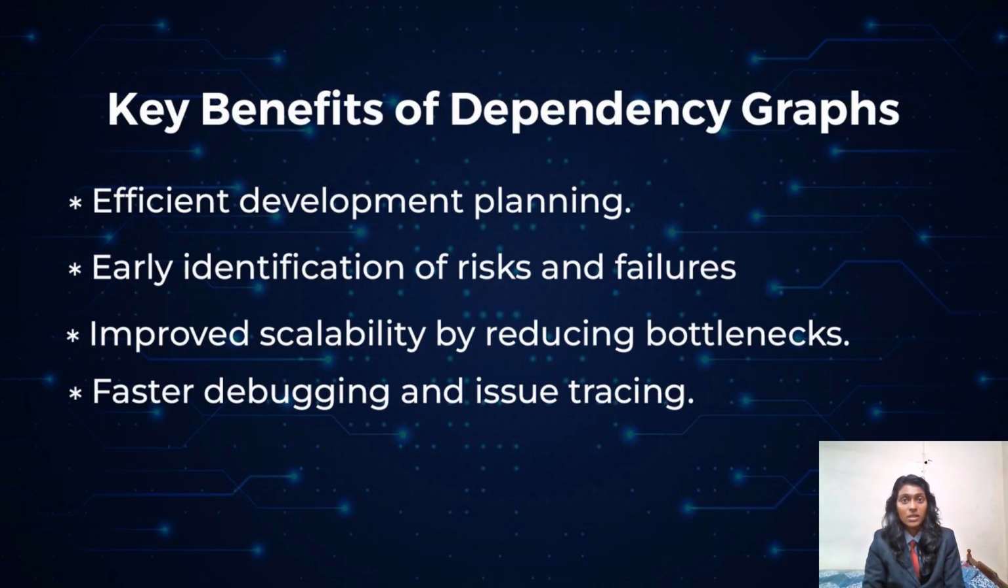Dependency graphs offer several advantages in software development. They enable efficient planning by helping teams prioritize tasks and allocate resources wisely. These graphs also allow for the early identification of risks, reducing the chance of failure during development or deployment. By addressing bottlenecks in the dependency structure, teams can improve the system's scalability and robustness. Additionally, dependency graphs make debugging faster and more effective by providing a clear view of how issues propagate within the system.